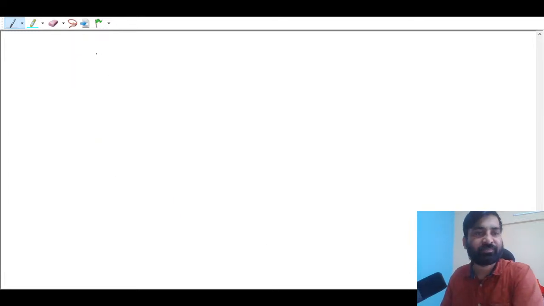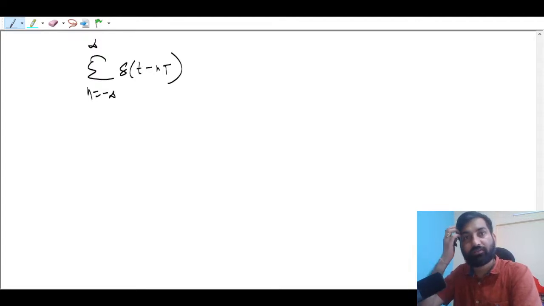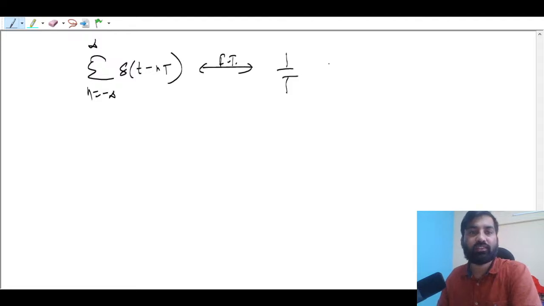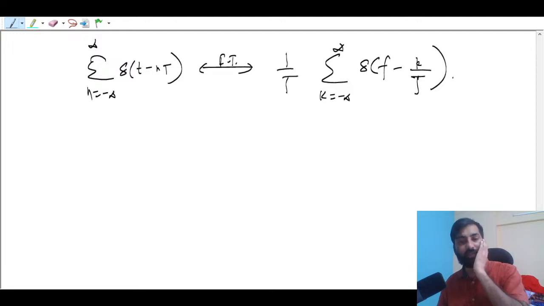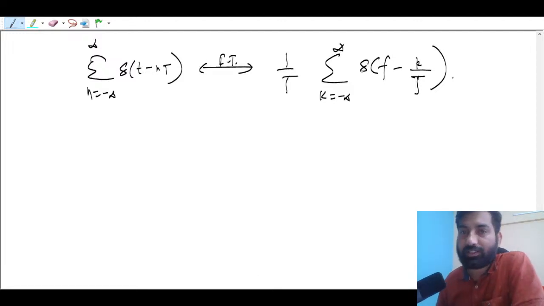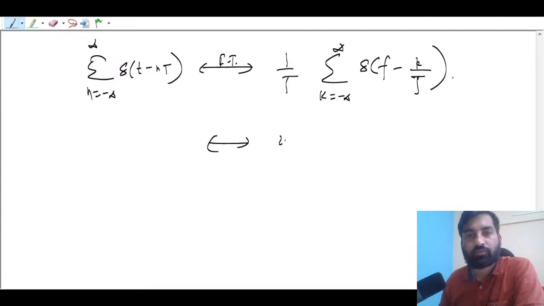So how to remember? Look, summation n equal to minus infinity to infinity delta t minus n capital T, where capital T is nothing but the fundamental period, has the Fourier transform 1 by T summation k equal to minus infinity to infinity delta f minus k by T, right? Now if you want to convert into omega, what you have to do here is replace this delta f by 2 pi delta omega. So 2 pi will come here. So 2 pi by T summation k equal to minus infinity to infinity.